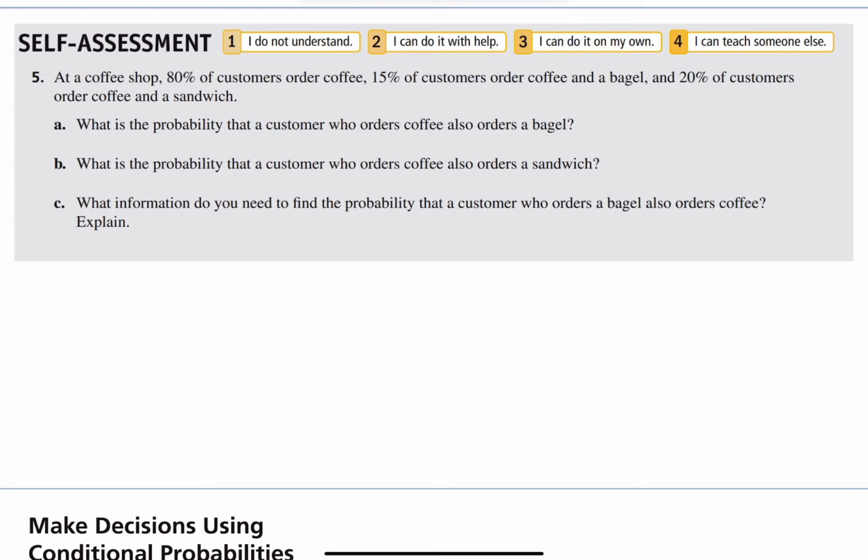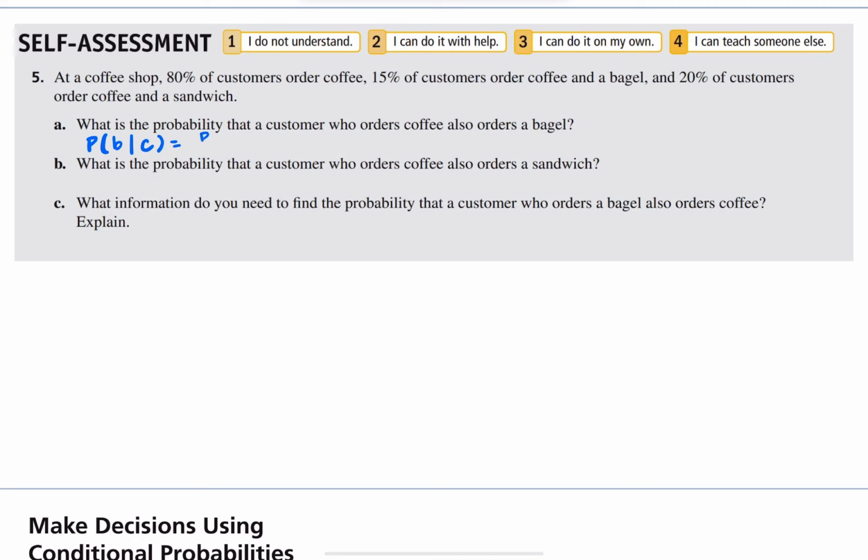All right, let's check number 5, A through C. At a coffee shop, 80% of customers order coffee, 15% of customers order coffee and a bagel, and 20% of customers order coffee and a sandwich. So part A, what is the probability that a customer who orders coffee also orders a bagel? So we're talking bagel given they ordered coffee.